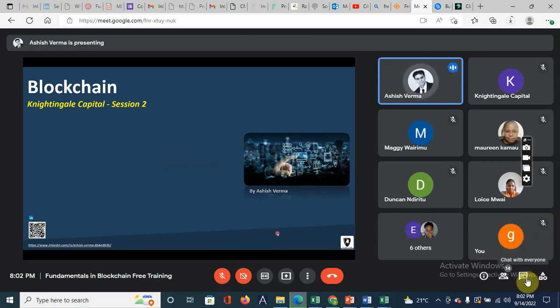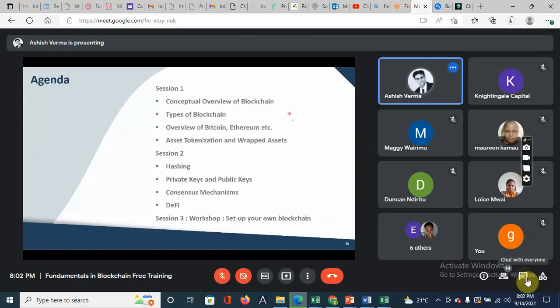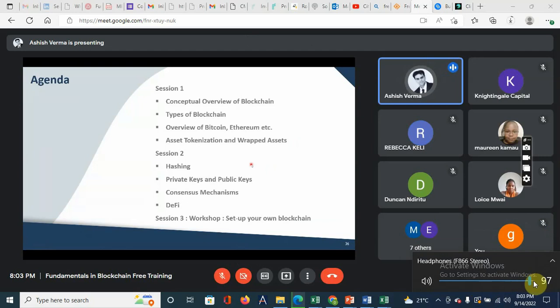So we'll start with the second session today, and this is what we covered yesterday. Four broad topics and very basic concepts. Today we'll cover in some more detail topics like hashing, private and public keys, consensus mechanism, DeFi. There are other small topics also which I'll try to cover in between, which are important to understand these four topics. Today is slightly technically heavy, so please bear with me. If we finish everything today, then it's okay. Otherwise, we'll utilize some time tomorrow, so we don't leave any of the important concepts.